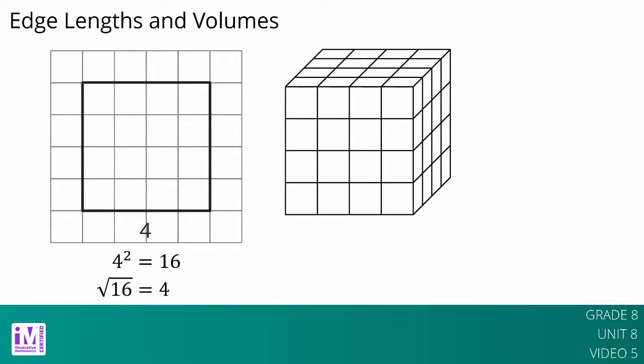Now think about a solid cube. The cube has a volume, and the edge length of the cube is called the cube root of its volume. In this diagram, the cube has a volume of 64 cubic units and an edge length of 4 units. These equations are both true: 4 cubed is 64, and the cube root of 64 is 4.